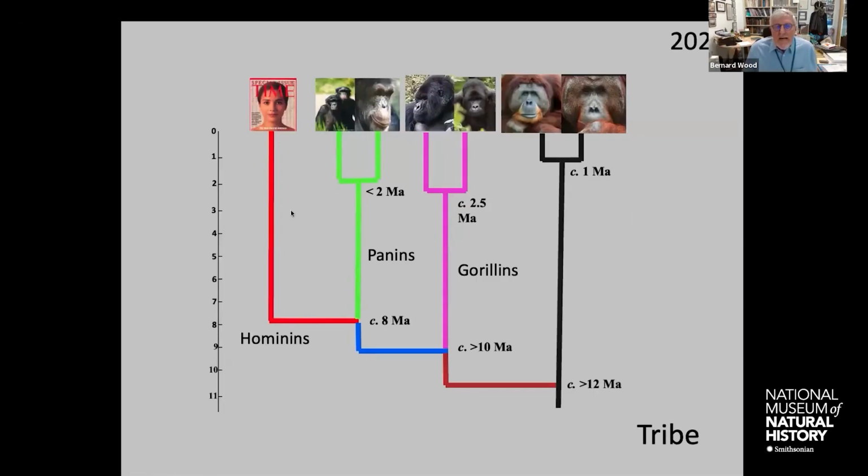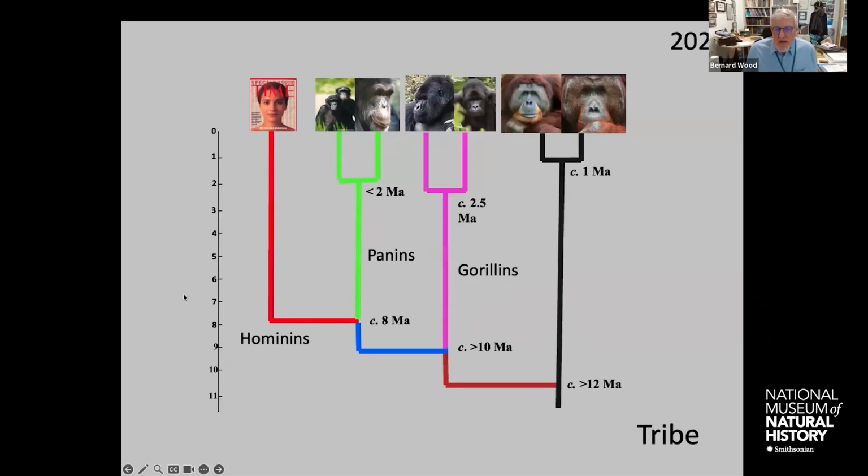Next slide. The chart with the pictures along the top returns with no dotted lines. It is labeled tribe. Now, a solid red line from the Time magazine cover, labeled hominins, goes down and turns right at 8, where it connects to a solid green line from the first pair of ape pictures, labeled panins. It turns blue and goes down to about 10, where it turns right and connects to a solid pink line from the second pair of apes, labeled gorillins. It turns brown and goes down, then turns right at around 12 and joins a solid black line from the third pair of ape pictures.